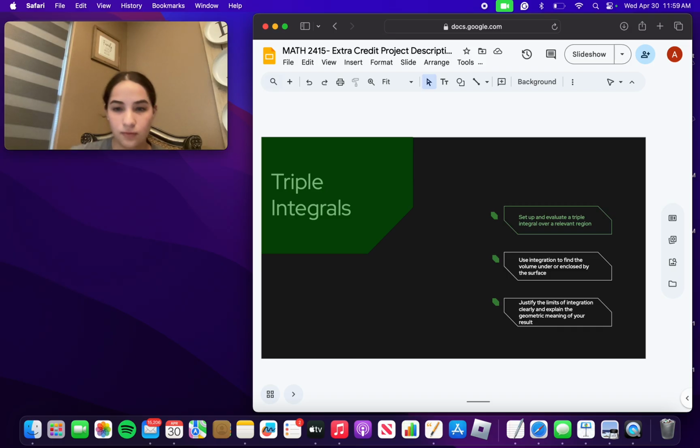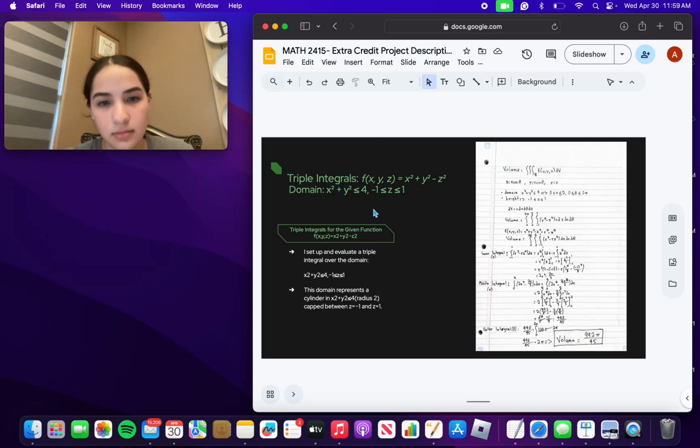And then for this part, I went over the triple integrals of the function over the domain. I set up and evaluated a triple integral over the domain. This domain represents a cylinder x squared plus y squared less than or equal to 4, meaning radius 2, capped between z equals -1 and z equals 1, the range.